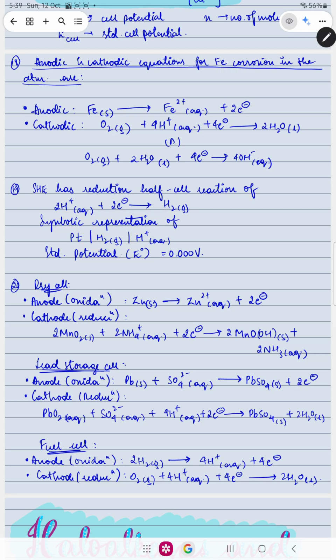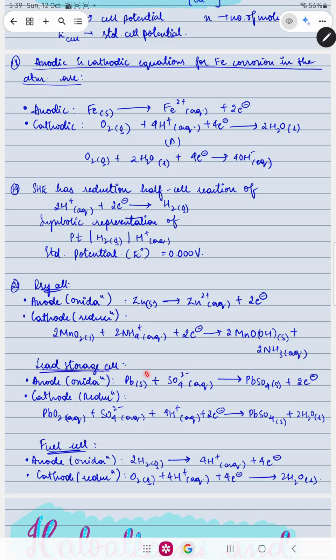Dry cell. What is dry cell? Anode में oxidation, cathode पे reduction as usual. So zinc turns into zinc 2 plus, MnO2, NH4 plus to give this.